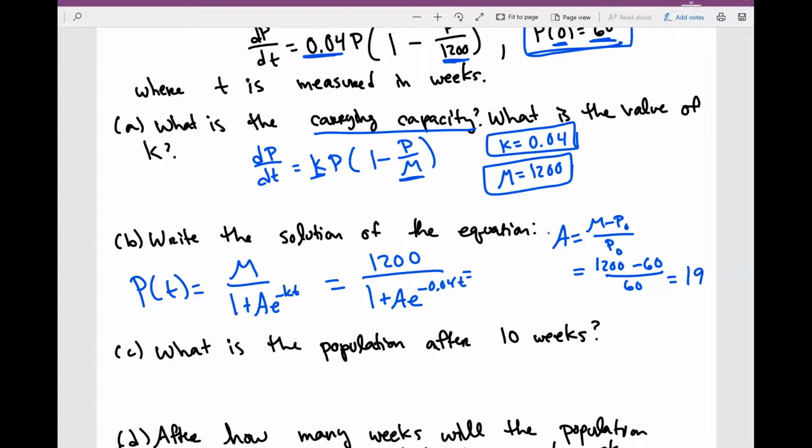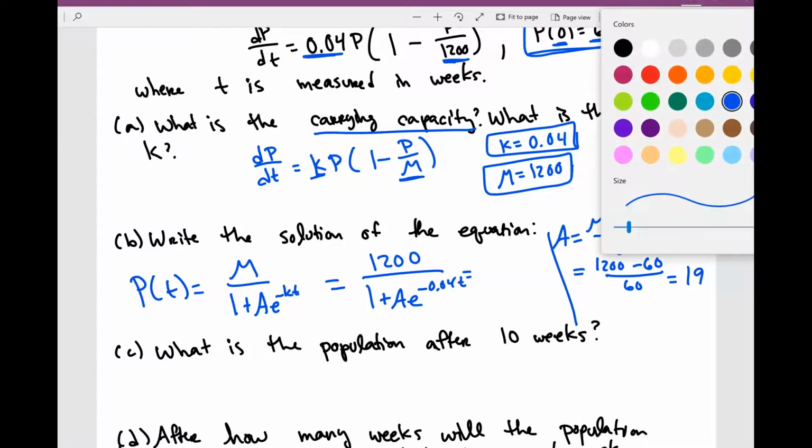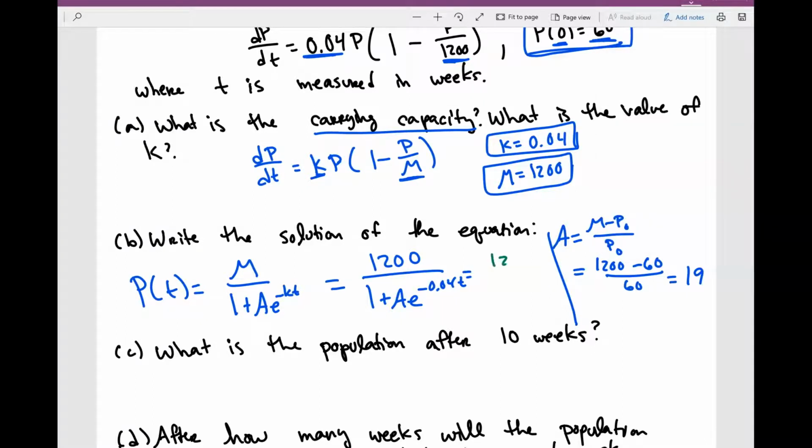So it's going to be equal to, let me write this out in a different color, 1,200 divided by 1 plus 19 e to the negative 0.04 t. Okay, and that is going to be the solution to this differential equation.